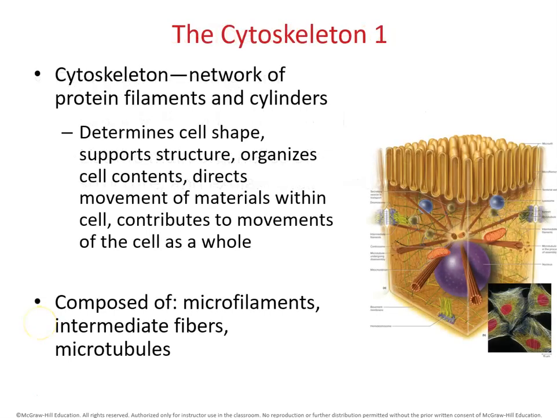Starting with the cytoskeleton, the whole idea of the cytoskeleton is that it gives the cell shape and support and is in some cases kind of like a railway system or a zip line system and allows for the transportation of materials within the cell in an organized way. We have three different types of cytoskeleton. We have microfilaments, intermediate filaments, and microtubules.